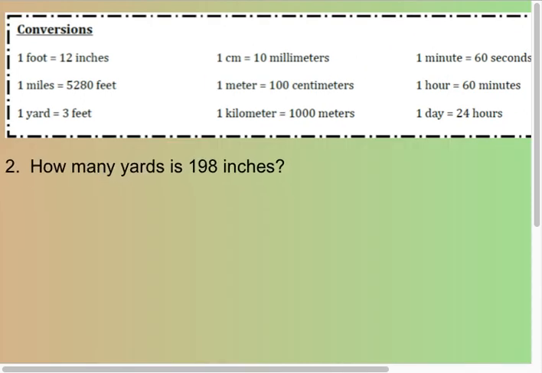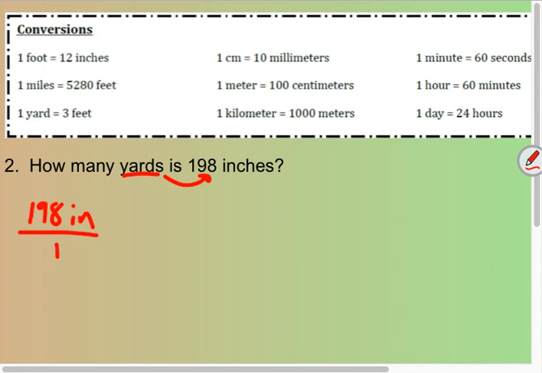Once again, how many yards in 198 inches? So you start out with what you're given. We're given 198 inches, and just put it over 1 to write it as a fraction. So we don't have a measure for inches and yards, so we're probably going to convert yards to feet, and then feet to inches. So those are the 2 fractions you're going to have to create.